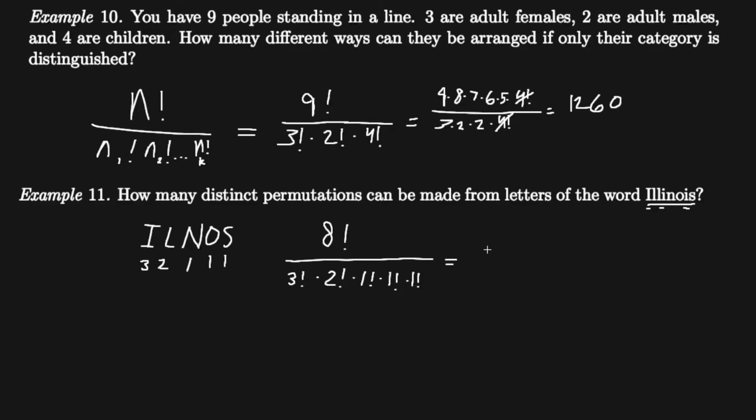We can rewrite this as 8 times 7 times 6, 5, 4, and then 3 factorial. And then we can write the denominator as 3 factorial times 2, because 2 factorial is just 2 times 1, and then 1 factorial is just 1, so we don't have to write that out. We can cross out the 3 factorials from the denominator and the numerator, and if we plug this into our calculator, we would get 3,360 distinct permutations from the word Illinois.